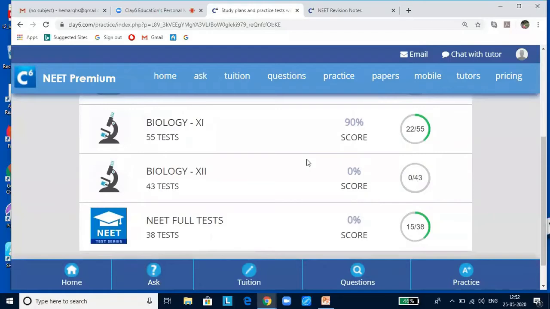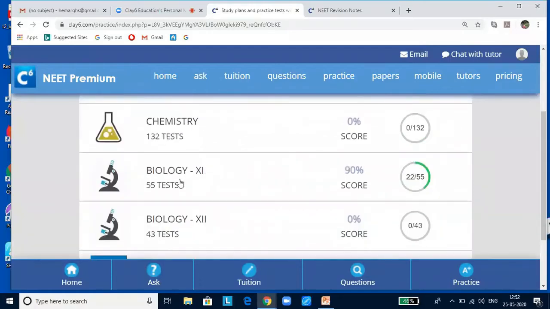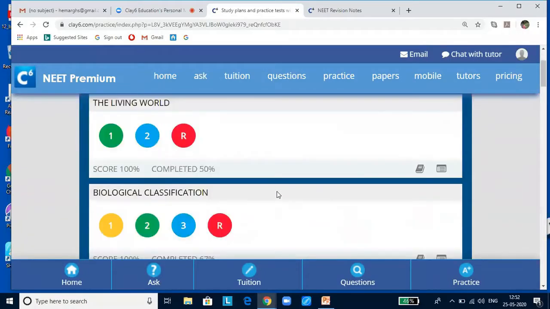Find test series in physics, chemistry, biology, and NEET full test. Now let me click on grade 11. Here you find a lot of colored bubbles. Each bubble is a test.